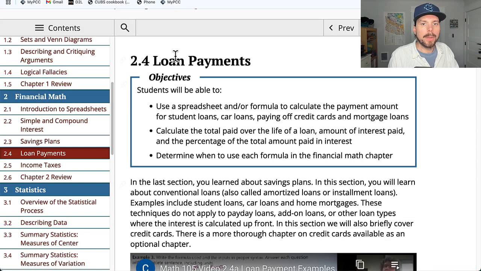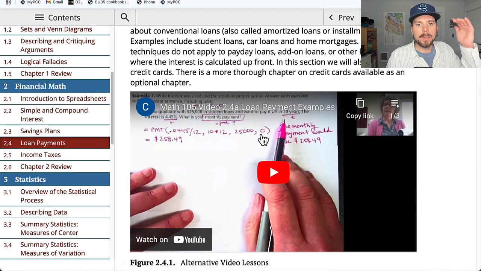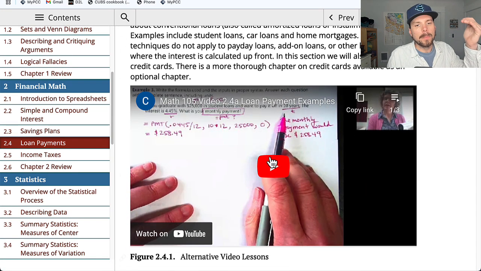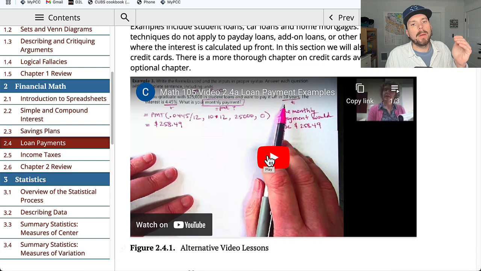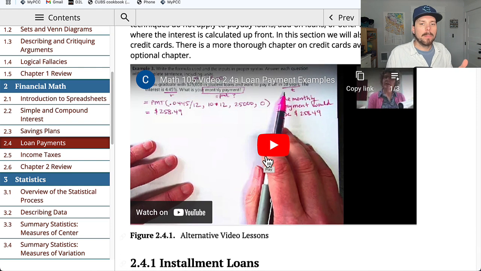This section has us looking at loan payments. With a loan, you've got a starting present value. You have payments that are decreasing that value, payments coming out of an account, paying off that loan. Then you have interest that's actually working against you.